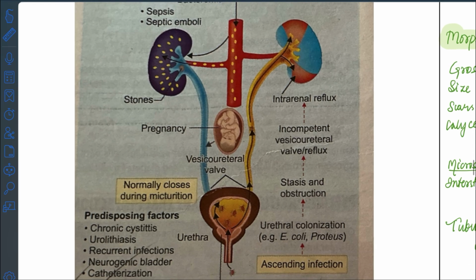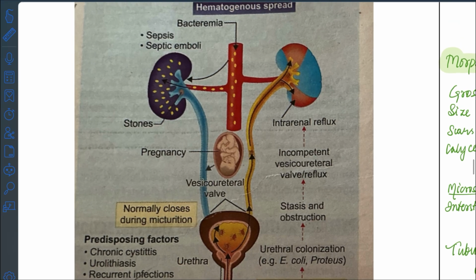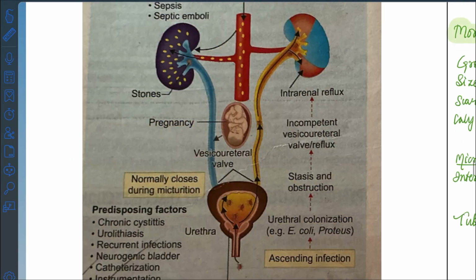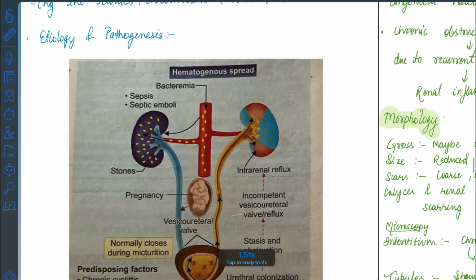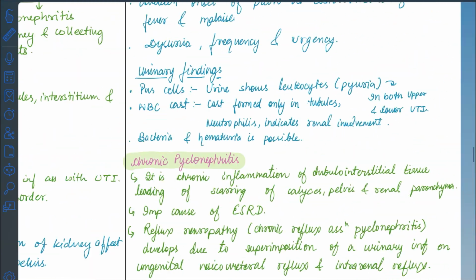So this was the ascending infection, that bacteria like E. coli, Proteus colonize the urethra, and they can further lead to stasis and obstruction of this vesicourethral valve, further moving up in the ureter, leading to intrarenal reflux and bacteremia along with hematogenous spread. This was about the etiology and pathogenesis.